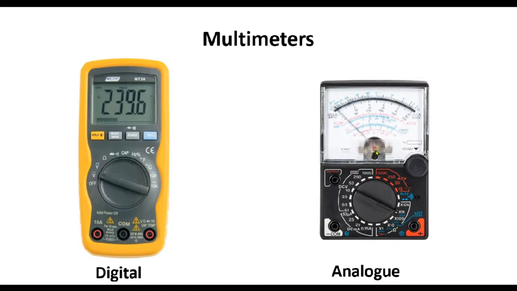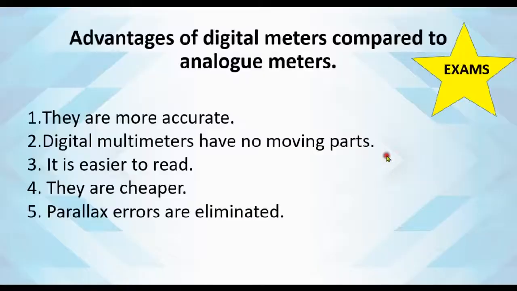On your screen you will see two types of multimeters. The one on your left is a digital instrument, the one on your right is an analog. Students, you must be able to tell the difference between the two, as we've indicated in the previous slides. What are the advantages of digital multimeters? They are more accurate. Digital multimeters have no moving parts. They are easier to read. They are cheaper. Parallax errors are eliminated.